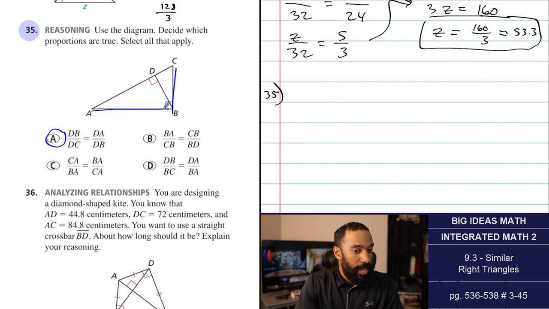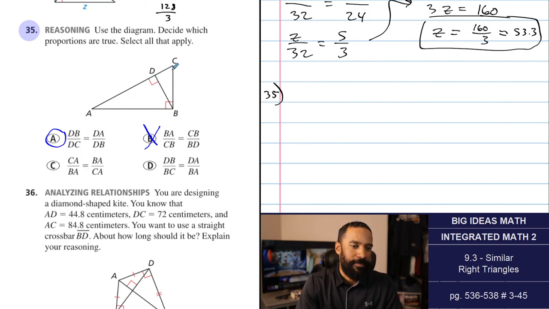BA, the long leg of the big, but these also might not be in proportion. The long leg of the big over the short leg of the big equals the CB, which would be the hypotenuse of the small. This isn't in proportion. I don't know what this is. That doesn't work. Any which way I set it, if it doesn't work, it doesn't apply.